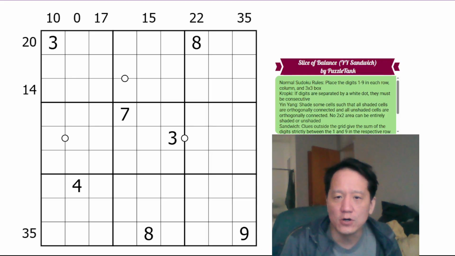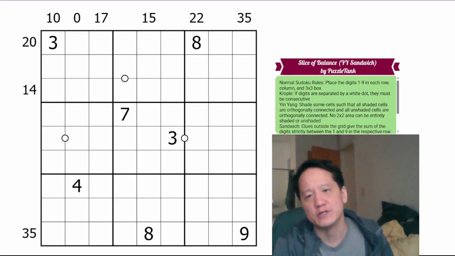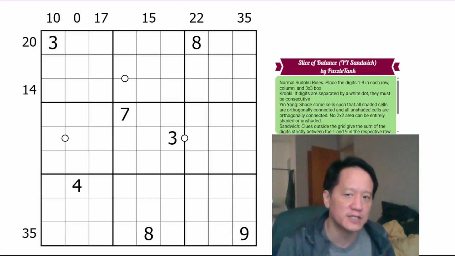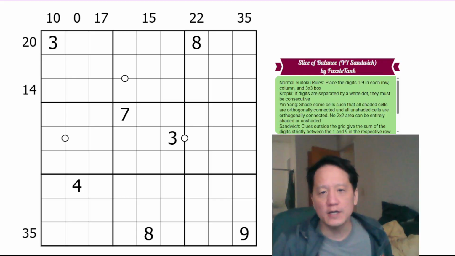Today's puzzle is called Slice of Balance, and it's a YY sandwich puzzle, which is yin-yang sandwich, and it's by Puzzle Tank. And here are the rules.